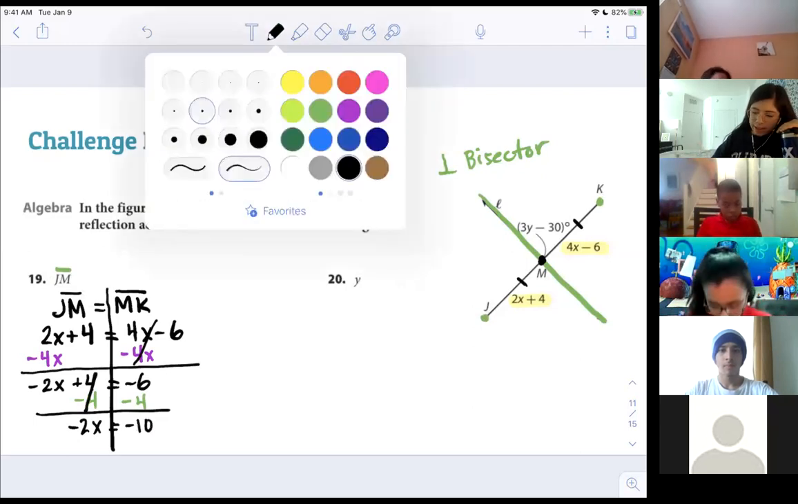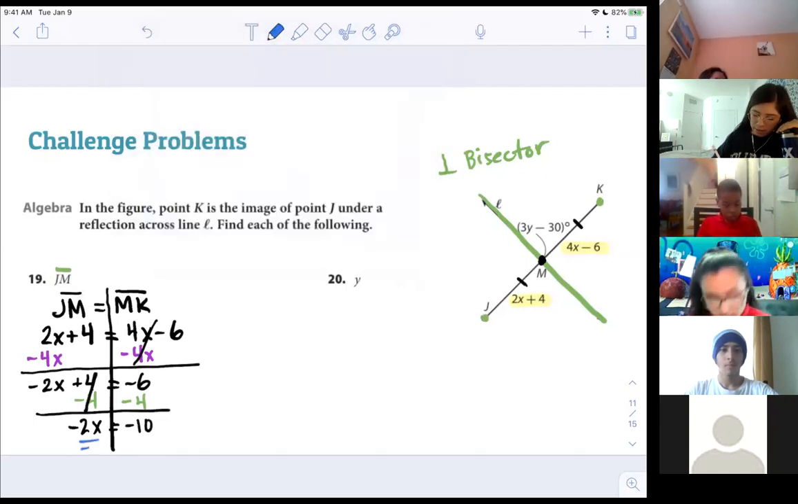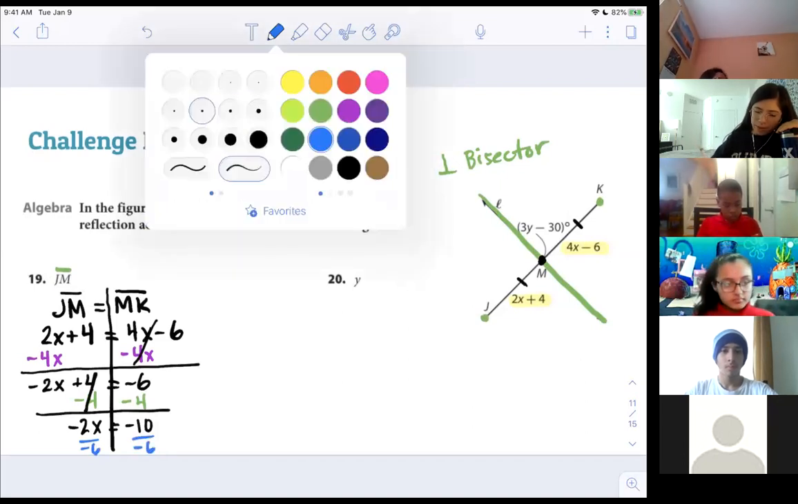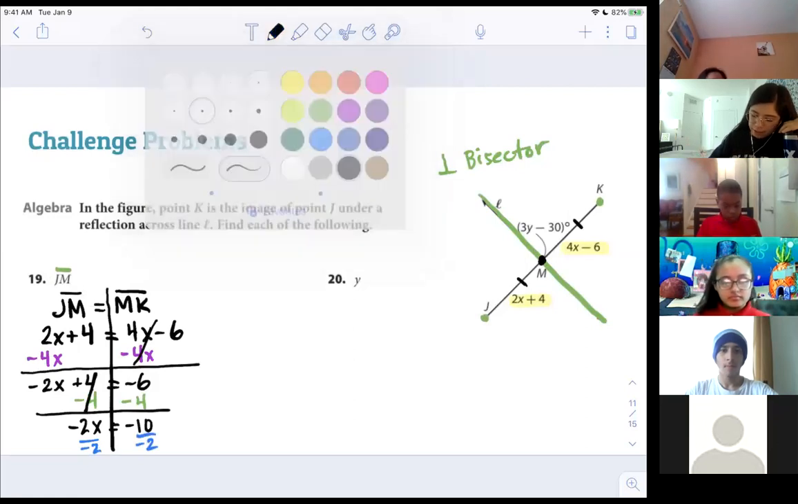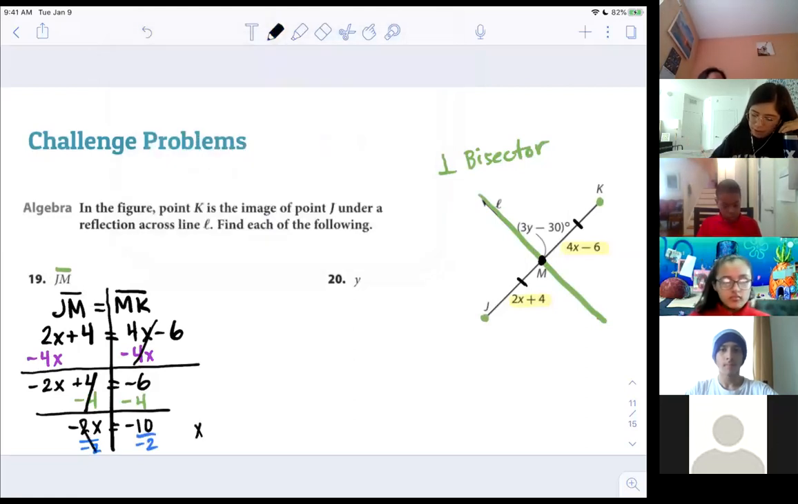And then I divide like Tyrone just said. Wait, why did I just write 6? That was weird. I had a 6 in my head for some reason. Okay. And my final answer, I get x equals 5. Exactly.